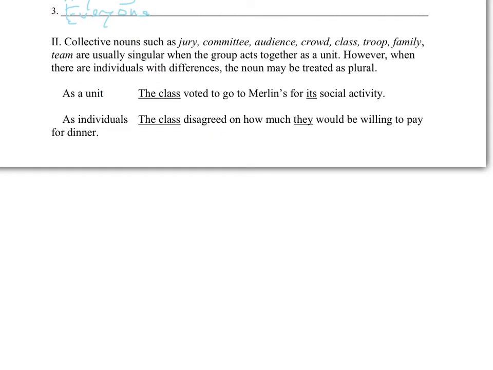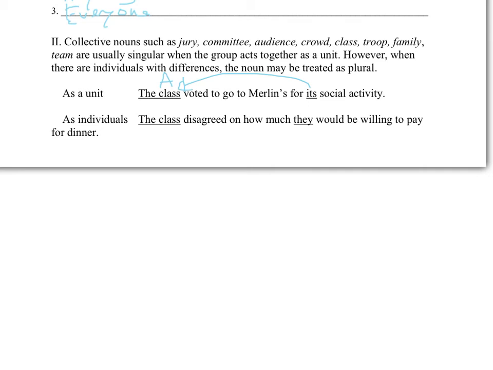All right, seeing that you've finished your sentences, let's take a look at these final sections. Let's look at collective nouns. Collective nouns such as jury, committee, audience, crowd, class, troop, family, team are usually singular when the group acts together as a unit. However, when there are individuals with differences in the group, the noun may be treated as plural. Let's look at these nouns as a unit. The class, singular, that's your antecedent, voted to go to Merlin's for its, which is singular, social activity. The class is acting as one group.